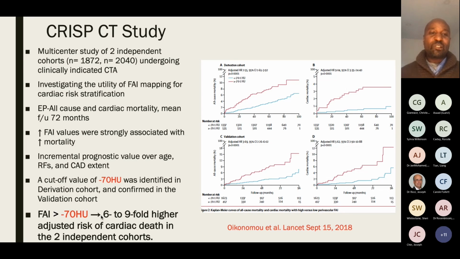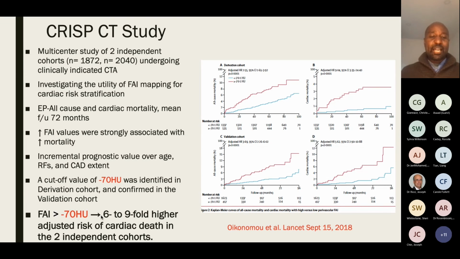What they found was that increasing FAI values were strongly associated with increasing mortality, and this was incremental over age, risk factors, and extent of coronary disease. In this study, what they were able to do was find the inflection point. So what was the sweet spot? What was the number above which was predictive? They found in their derivation cohort that a cutoff value of -70 was identified as the inflection point that was predictive. And this was confirmed in the subsequent validation cohort.